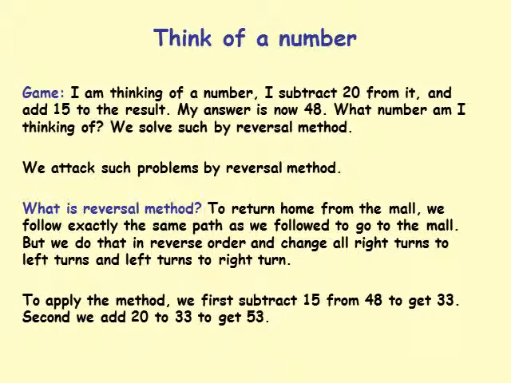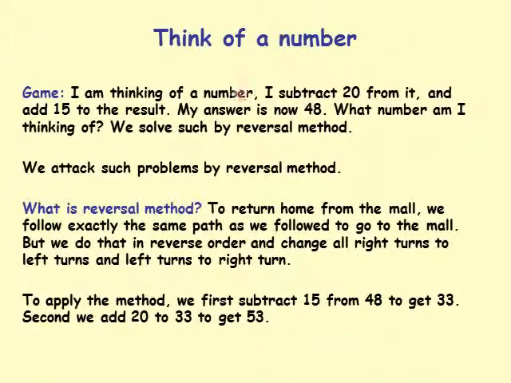What's the reversal method? Here is an example. To return home from the mall, we follow exactly the same path as we followed to go to the mall, but we do that in the reverse order. So that's a reversal. Change all right turns to left turns and left turns to right turns. That means that all additions become subtractions and all subtractions become additions.